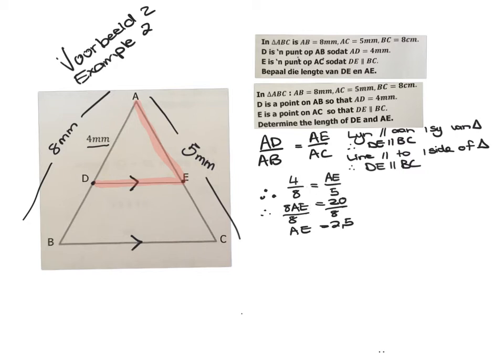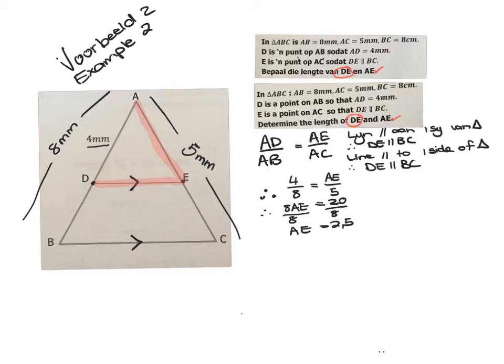4 times 5 is 20. Now, to get AE alone, you divide by the number in front of it, on both sides. So AE is 2,5. So, now in the question, we've already done AE. We still need to figure out what the length of DE is.